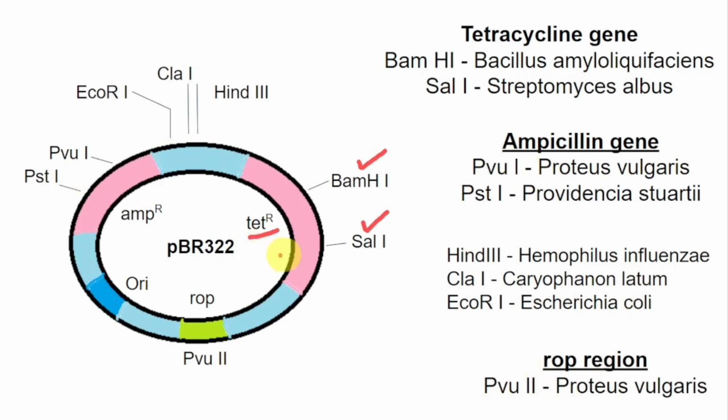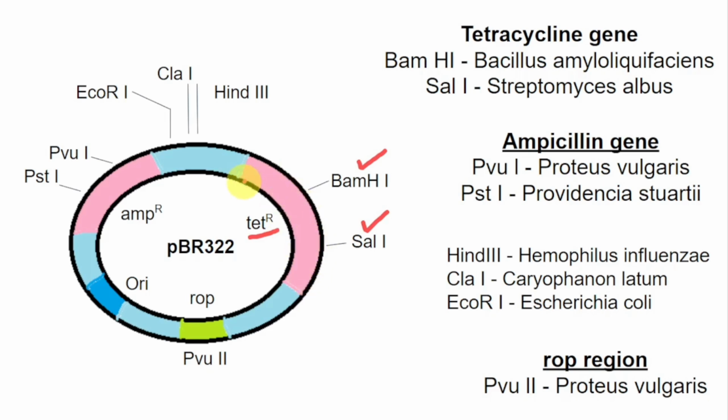So how many are there? 1, 2, 3, 4, 5, 6, 7, 8. Eight different cloning sites are available in this plasmid. Now one thing which you should understand is what is insertional inactivation. Supposing I use BamHI, what will happen to the tetracycline gene? It will get inactivated because this is the reading frame.